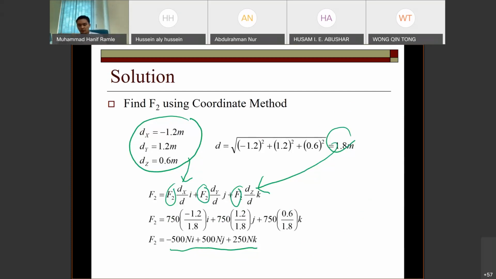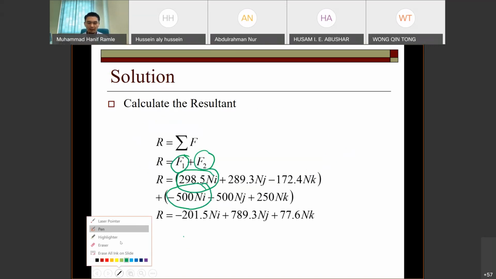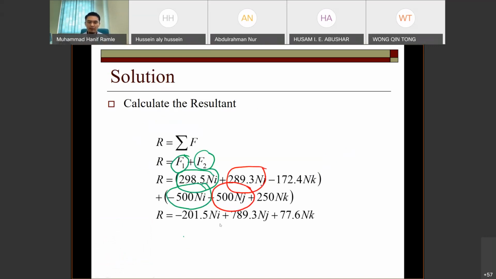Okay. So for the resultant is very straightforward. You just add up everything. So you have F1, F2 in terms of IJK form. Make sure that you add up the same components: X with X, Y with Y, and Z with Z. Then you will get the final answer of the resultant. That is your final answer.